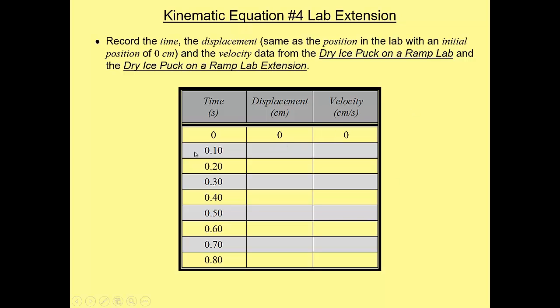So fill in this data table. And I would suggest you pause the video at this point, and when you filled it in, come back and we'll move on from there.